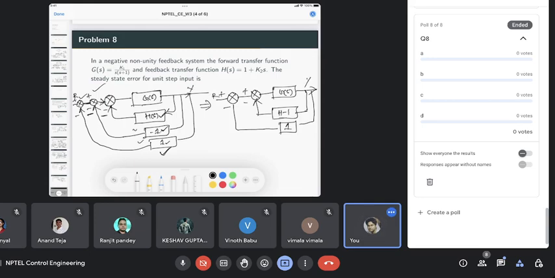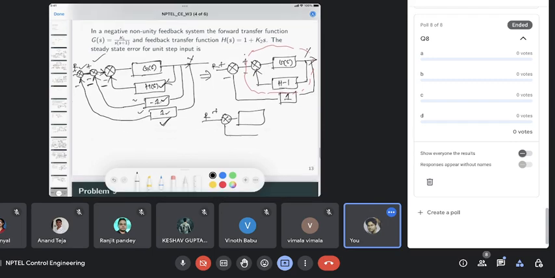Now we just apply the feedback formula for this inner block. This is R plus, and this is G(s) by 1 plus G times H. Here H is H minus 1, so it is 1 plus G times (H minus 1). This is the transfer function for the block that I have enclosed, which is equal to G by 1 plus GH minus G. Is it clear?